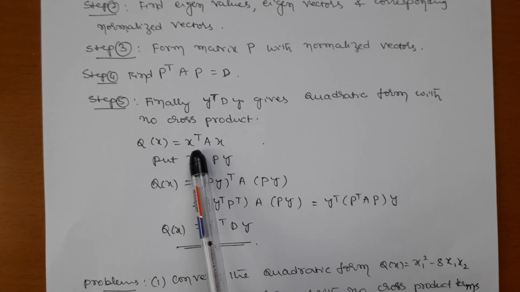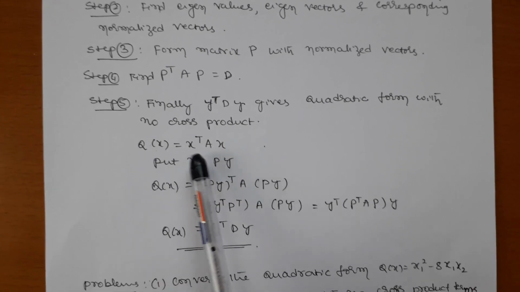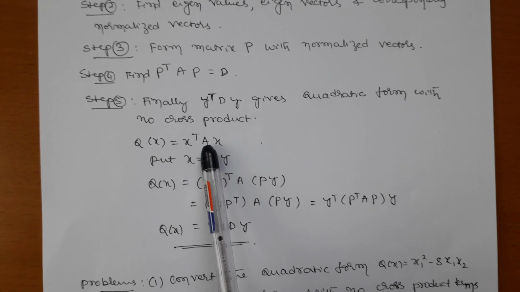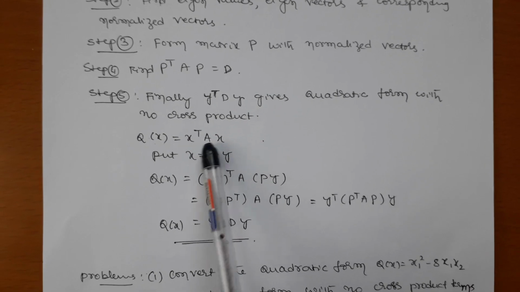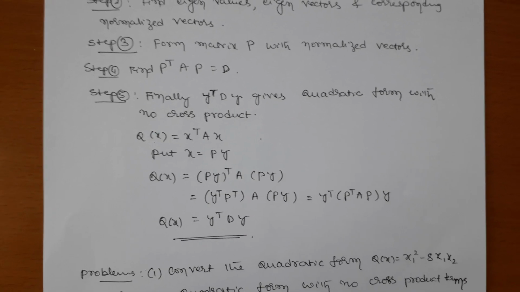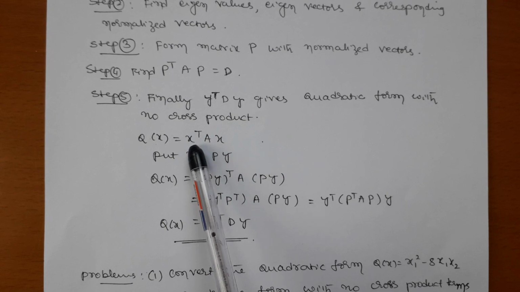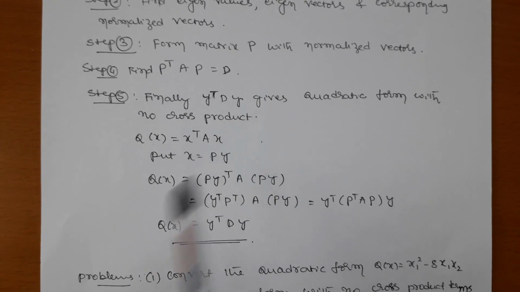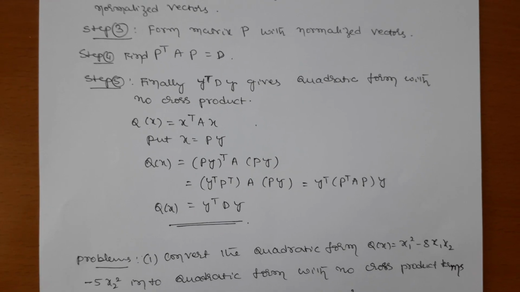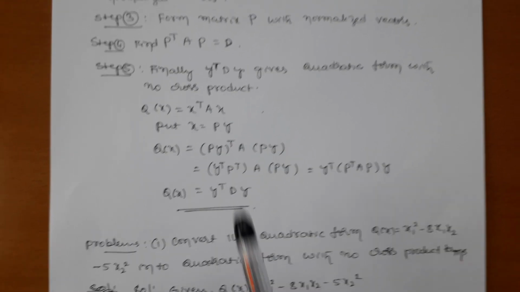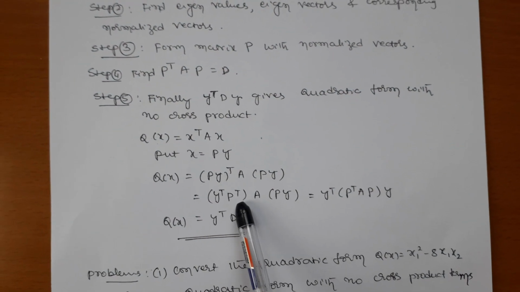Q of x is equal to x transpose A x. You already know how to write a quadratic form in terms of a matrix. This is the formula we already discussed in my previous video: x transpose A x. Put x equal to P y. Once you put x equal to P y, what do we get? (P y) transpose A P y. You know that (AB) transpose is nothing but B transpose A transpose. Like that, (P y) transpose is nothing but y transpose P transpose.